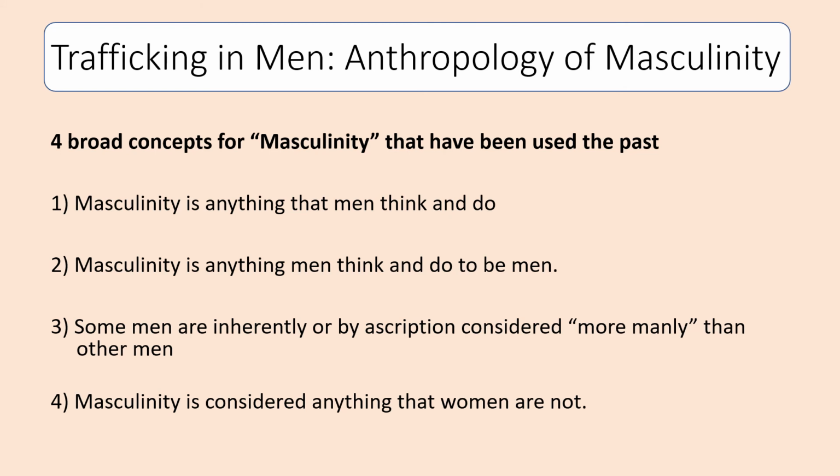So there can be considered to be four broad concepts for what masculinity means, at least how they have been used in the literature. The first is masculinity is anything that men think and do. It's pretty broad, but also it loses some nuance, of course. Then we have masculinity is anything men think and do to be men. This goes into performance. How do I perform my masculinity when I walk out of the door? Is it based on the clothes I'm wearing? Is it how I'm interacting with other people? Is it how I'm interacting with either the opposite sex or my own sex? And what do those interactions look like?